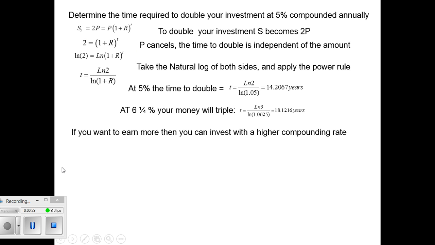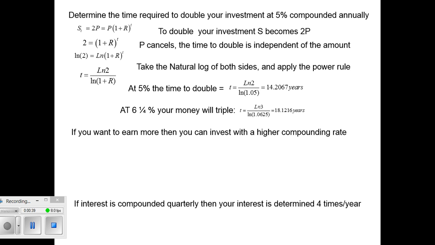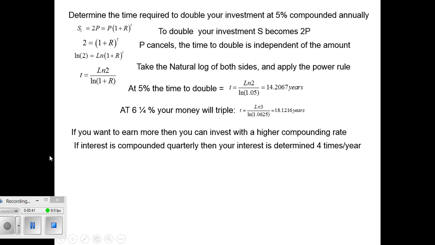Okay, so now we're going to address taking a more frequent compounding period. So let's take a look at it. If you want to earn more, you can invest with a higher compounding rate. So let's entertain this idea. If the interest is compounded quarterly, then your interest is determined 4 times a year. So how would that influence this formula?